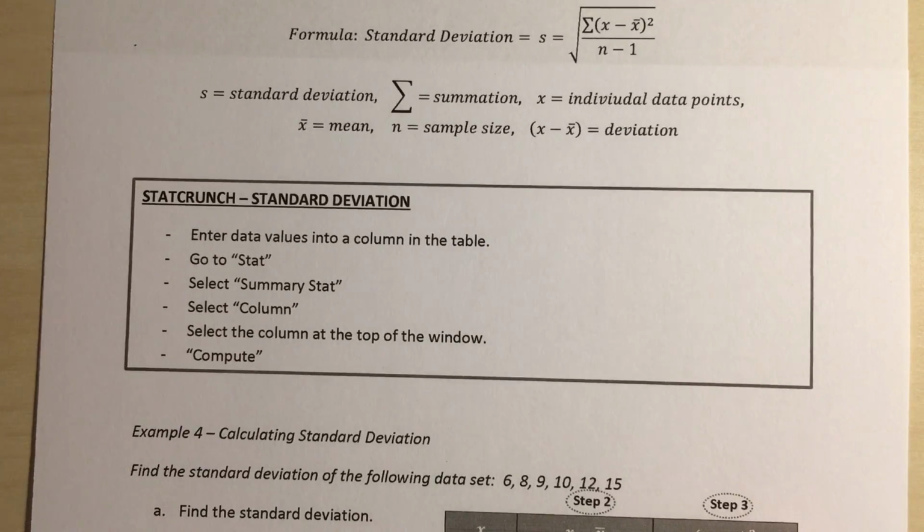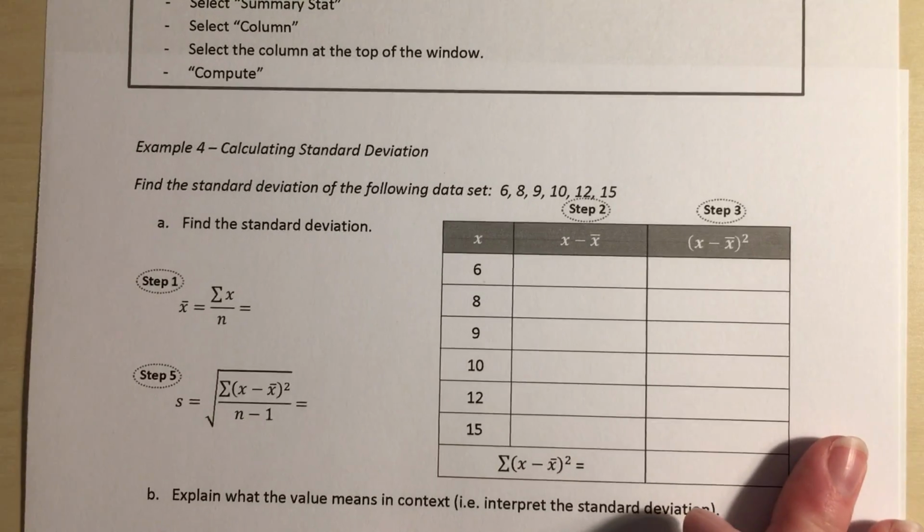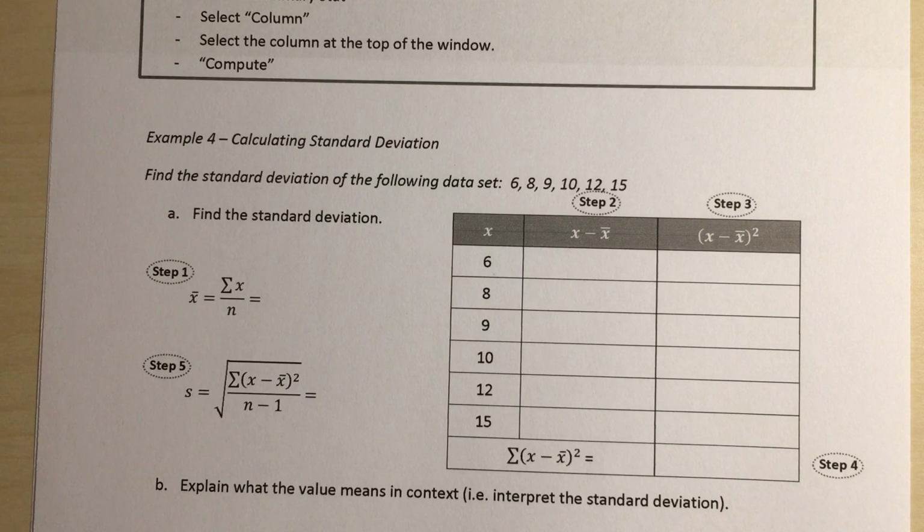Again, our instructions for StatCrunch are exactly the same as finding our mean. We're given the mean and our standard deviation at the same time. So we enter our data values into the column table. We go to Stats, select Summary Stats, and that gives us all the information that we need, honestly, for most of Chapter 3. All right, so again, we do want to make sure that we feel comfortable walking through this process without using StatCrunch.